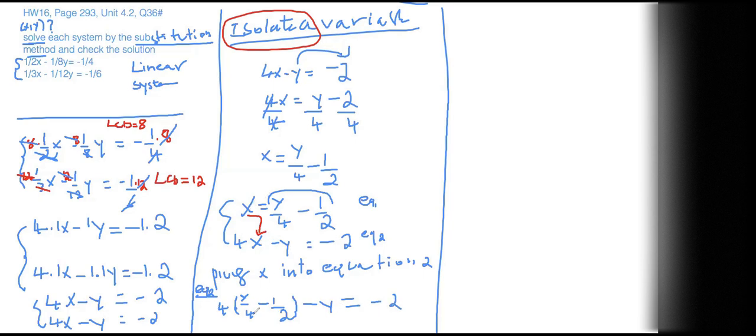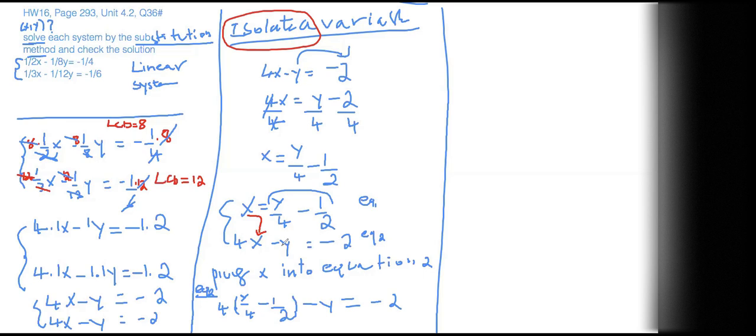Now, can we solve this equation? How many unknowns does it have? There's only one of them, right? Only the Y. All right, we can solve this easily.